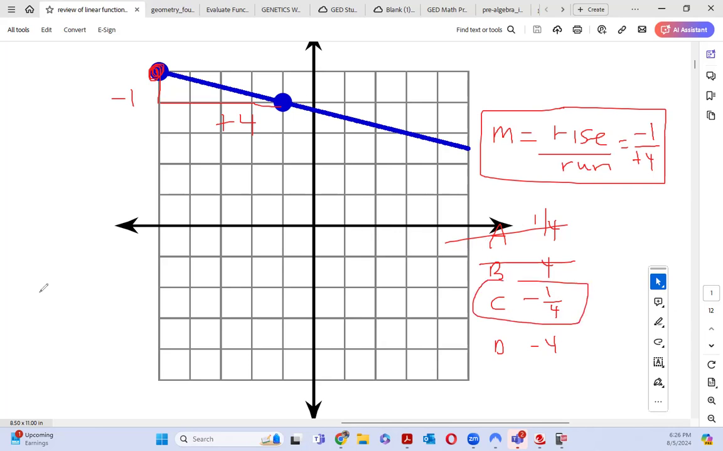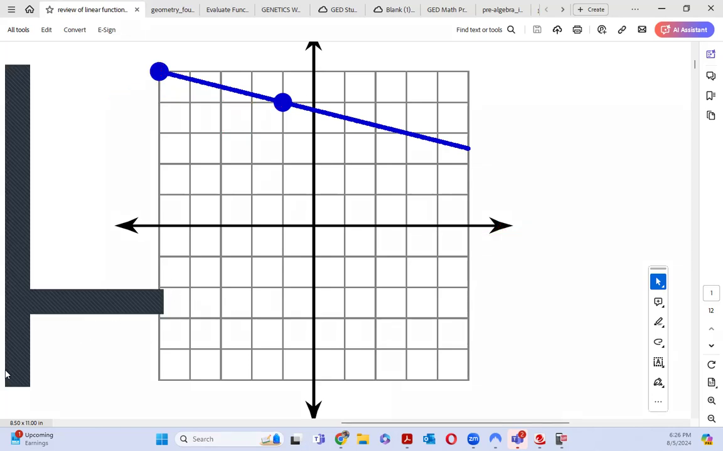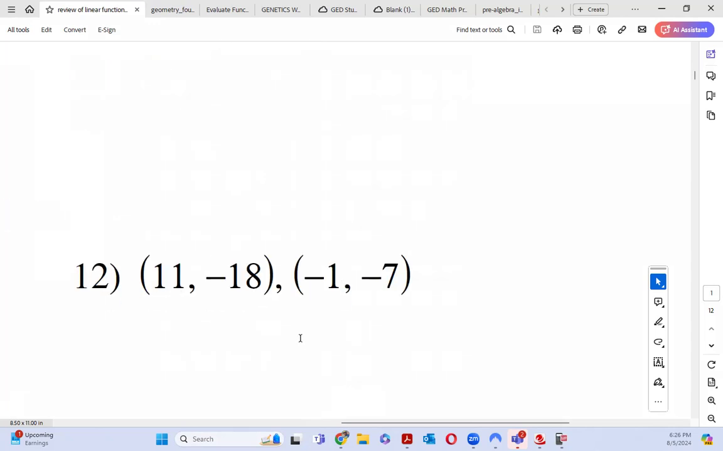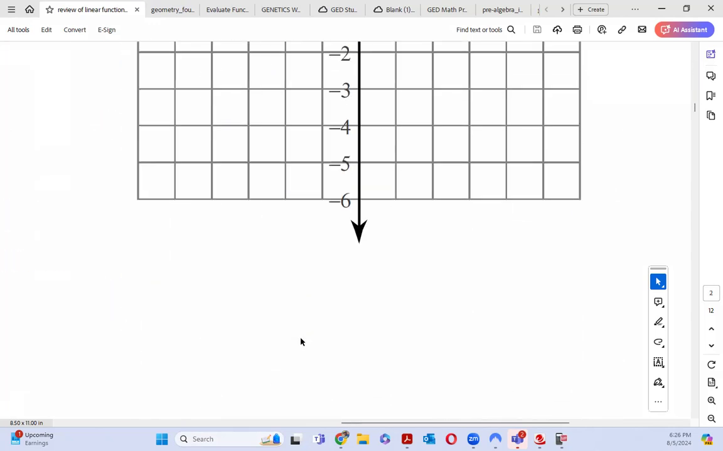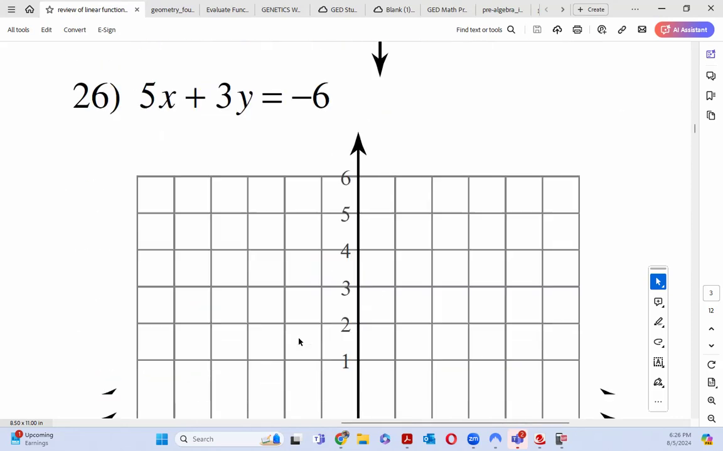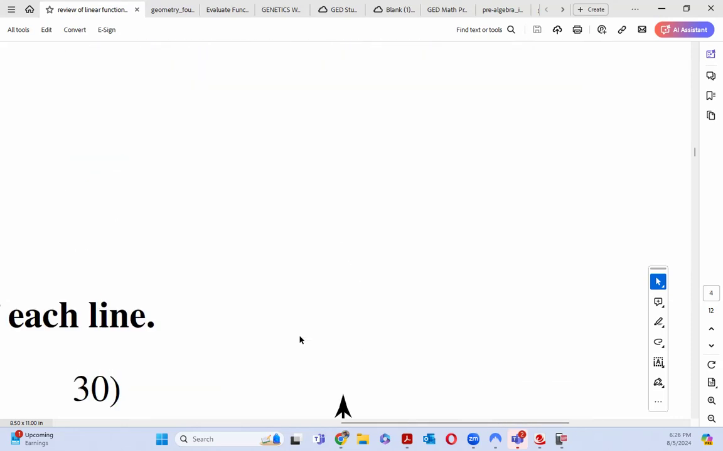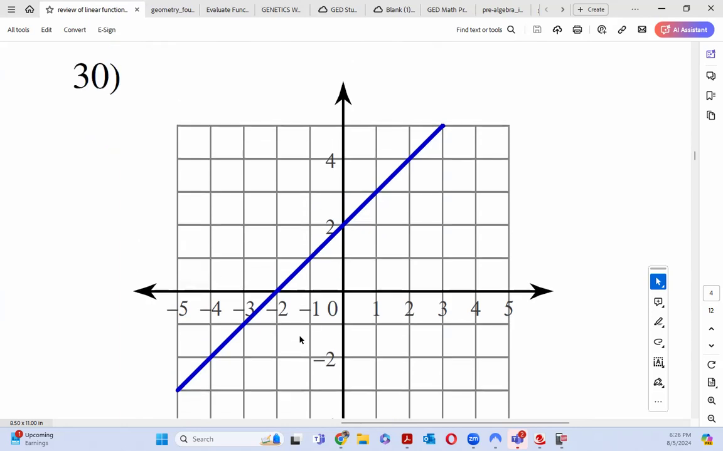But this is not how the GED is going to give it to you. They're going to give you an equation. Let me give you an example of what the GED is going to do. I'm going to show you exactly what they're going to do.